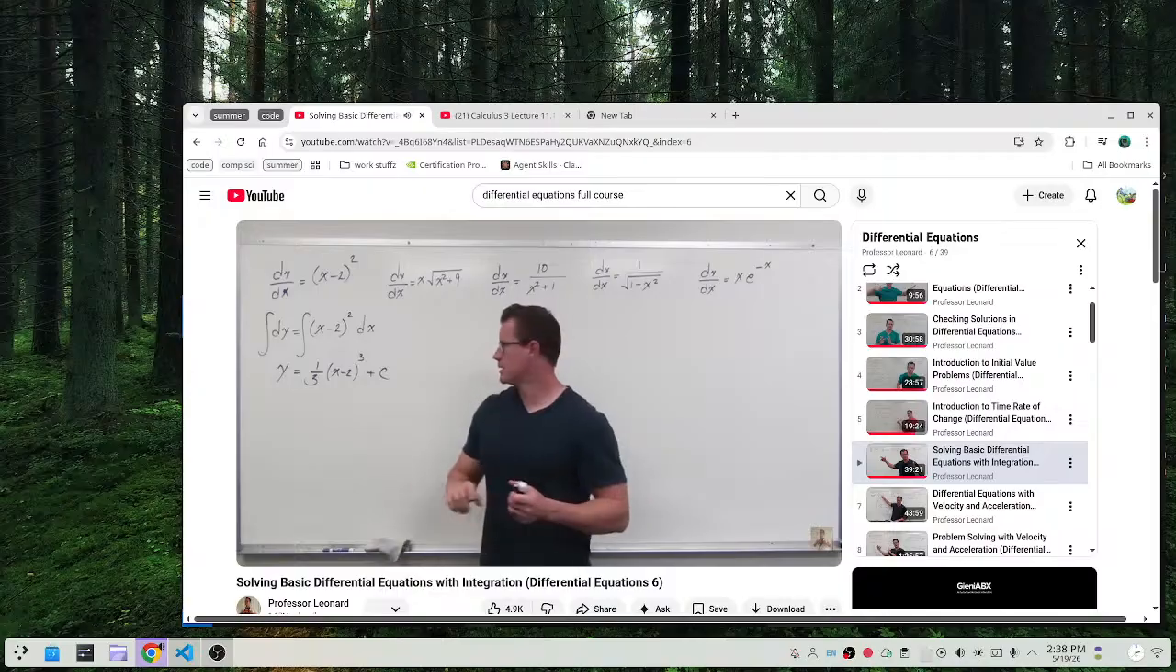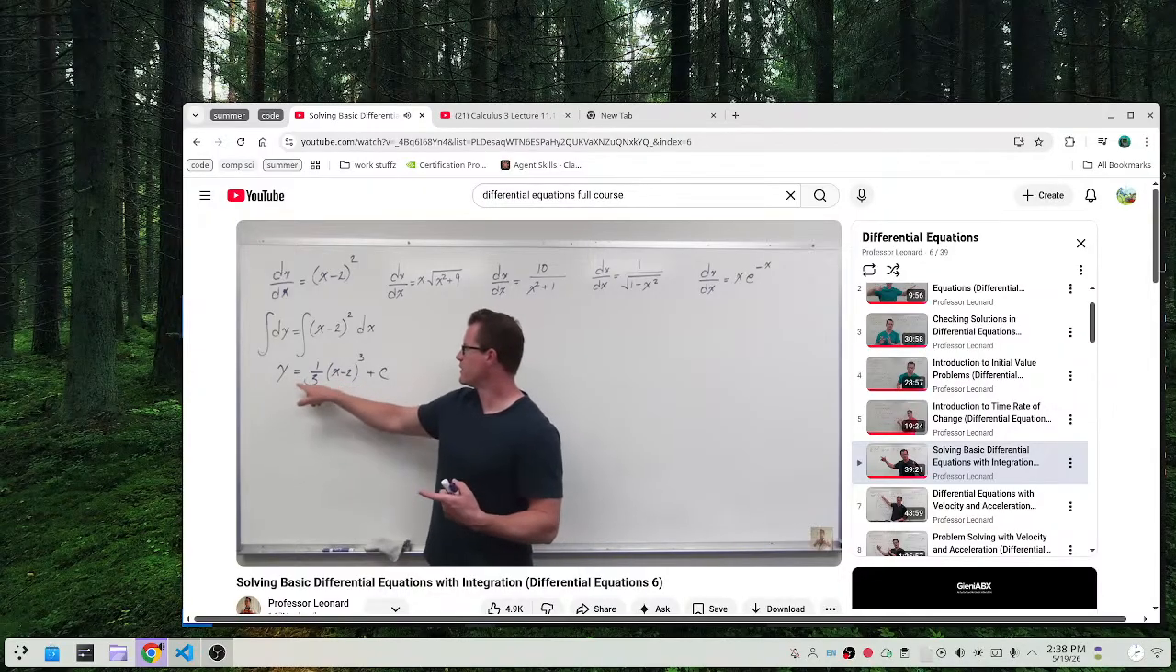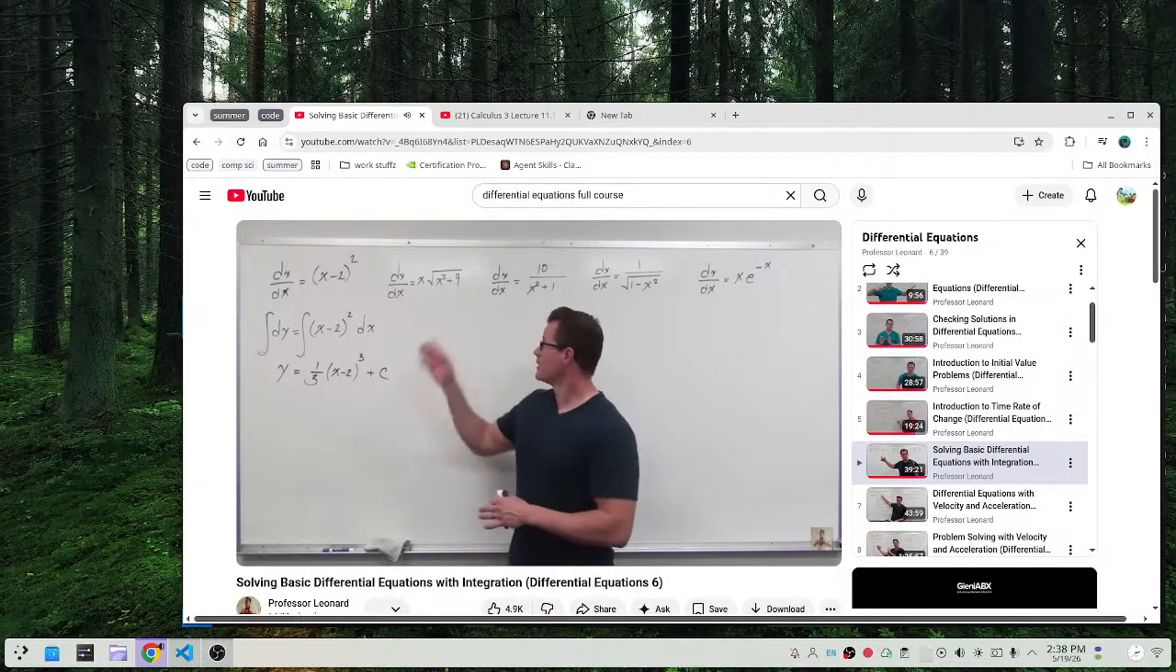Because it says this: here's a function that, if you take a derivative of it, the derivative of this function is going to be that. And that's true. That's the solution to a differential equation. Let's do the next one.